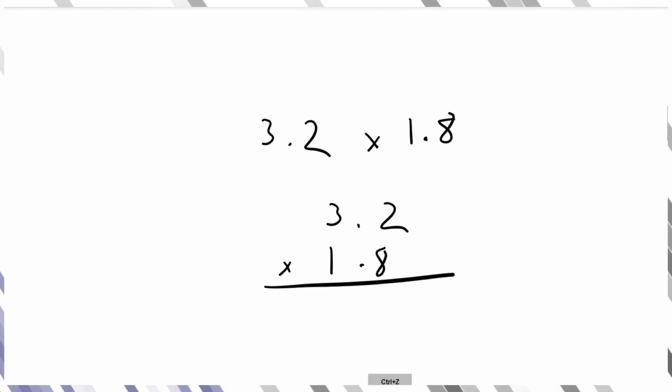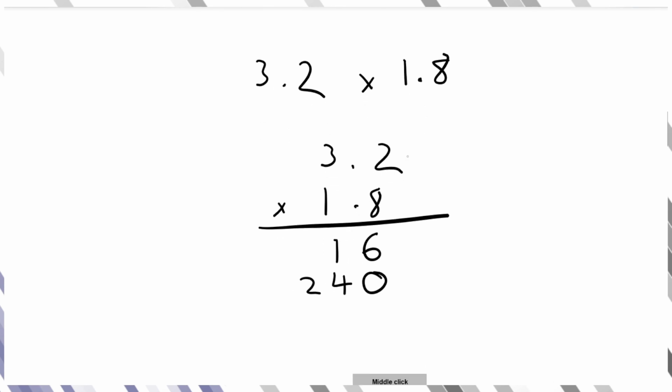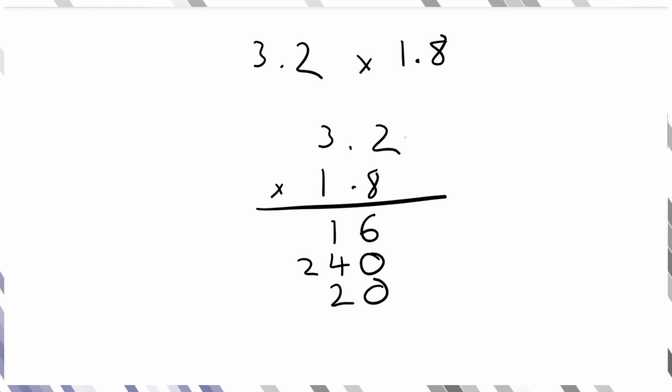So 8 times 2, that is 16. 8 times 30, well 8 times 3 is 24, so 8 times 30 is 24 with a 0. And then 10 times 2 is 20, and 10 times 30 is 300. And then we add those together. 6 plus 0 plus 0 plus 0 is 6. 1 plus 4 plus 2 plus 0 is 7. 2 plus 3 is 5.